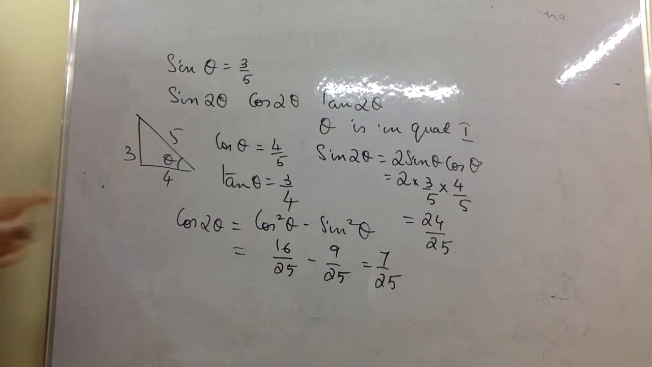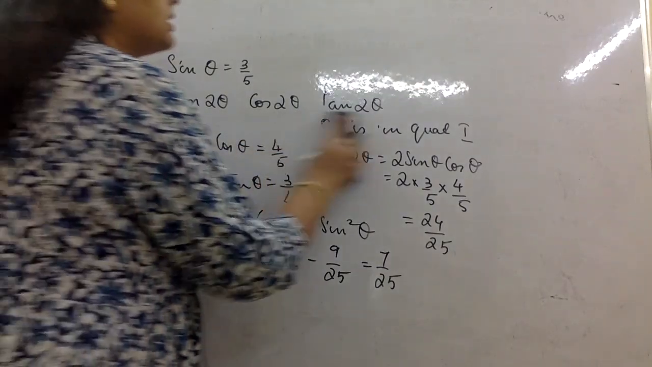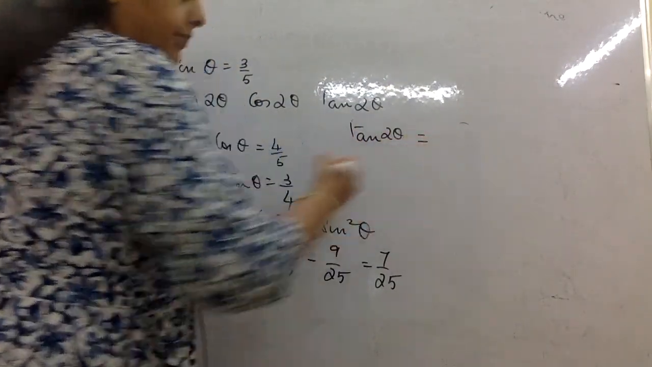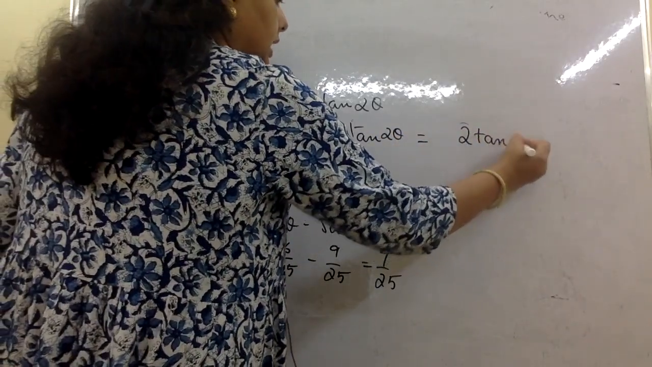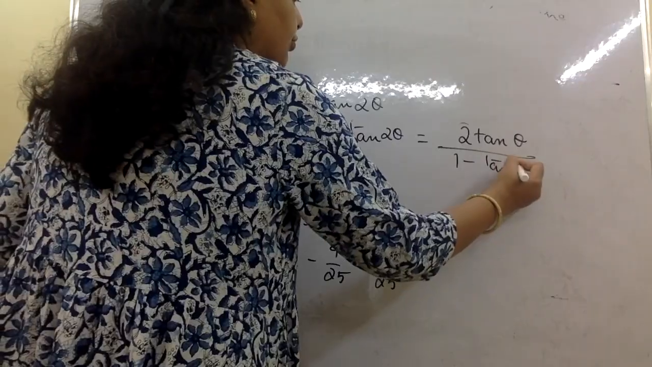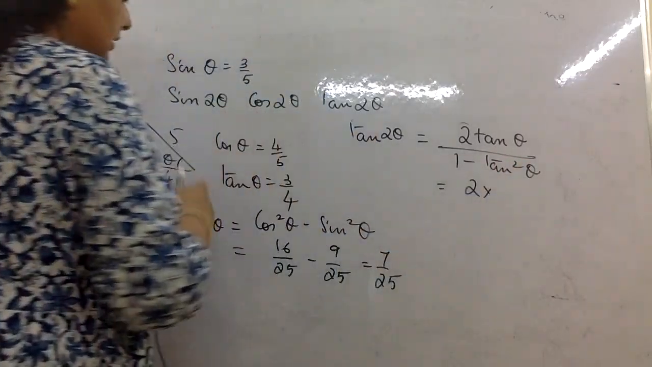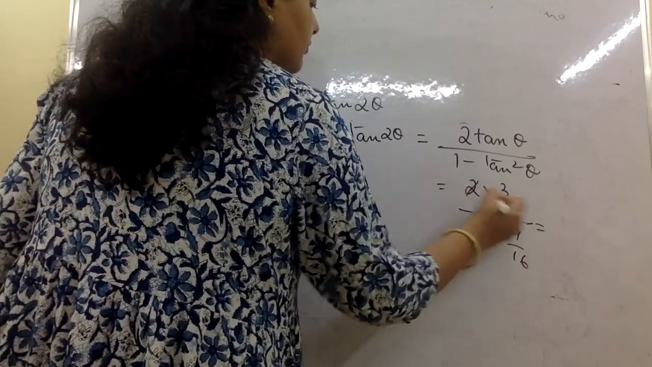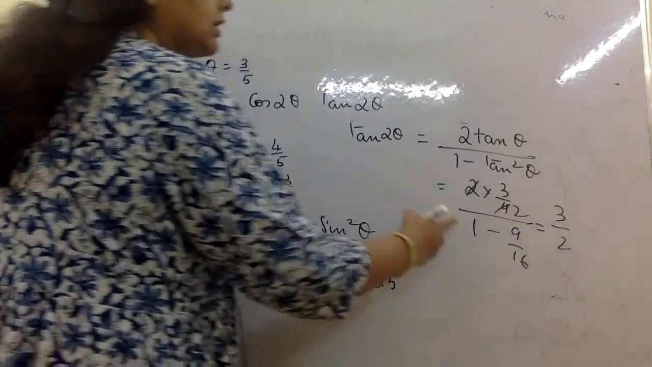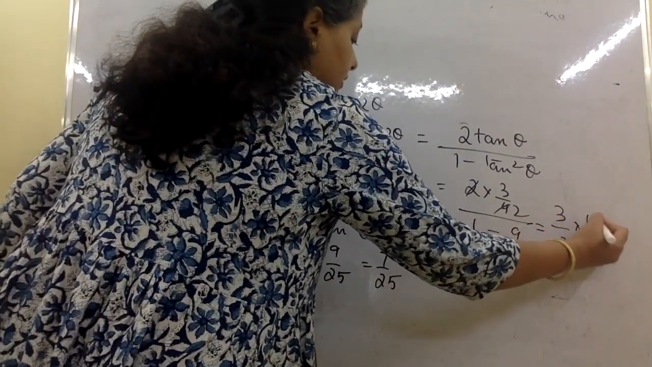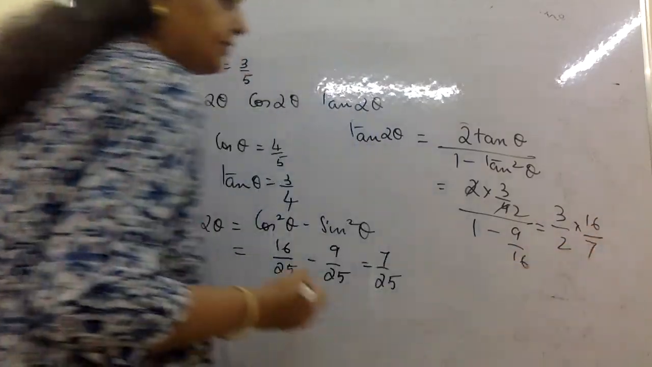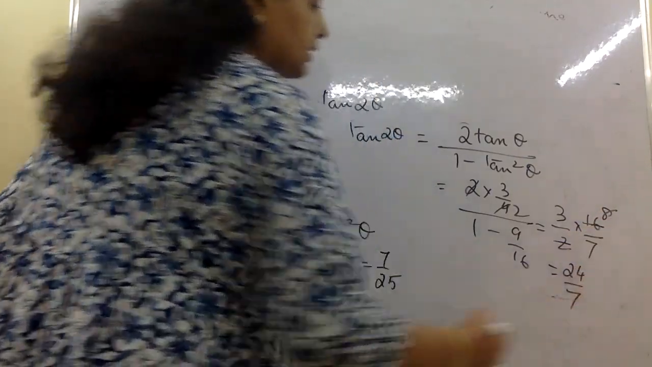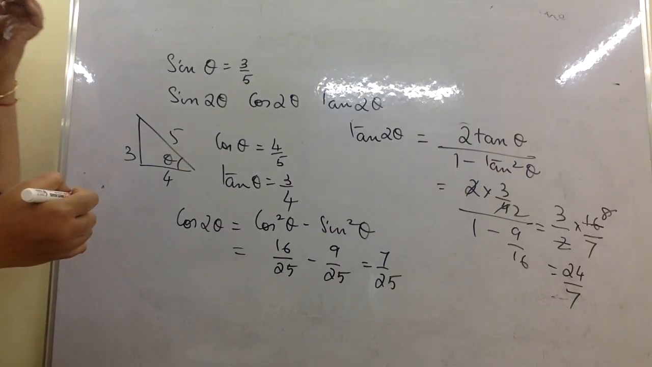Now we'll do tan 2 theta. What is tan 2 theta? Tan 2 theta is equal to 2 tan theta over 1 minus tan square theta. That is 2 into tan theta, which is 3 by 4, over 1 minus 9 by 16, which is 2 into 3 by 4, that is 3 by 2, with 16 above and 7 below. That is equal to 24 by 7.